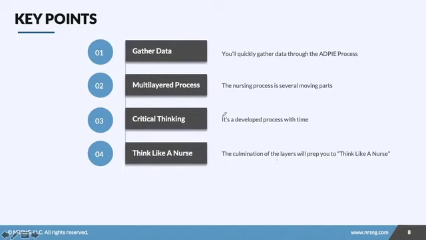So key points are: gather data. Make sure you're gathering all the data you can. Make sure you're gathering as quickly as you can. You'll quickly gather data through ADPI: assess, diagnose, plan, implement, and evaluate. Realize this is a multi-layered process. You got your nursing process, you got critical thinking, and then you're trying to think like a nurse and realizing this is cyclical. This is something that's going to continue to repeat. It's a developed process with time.